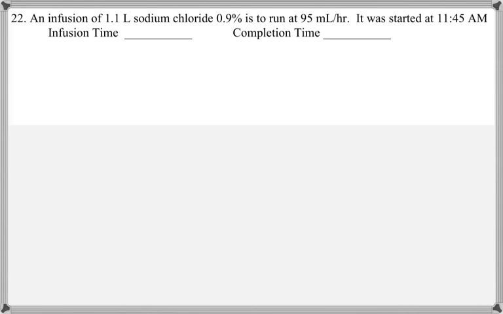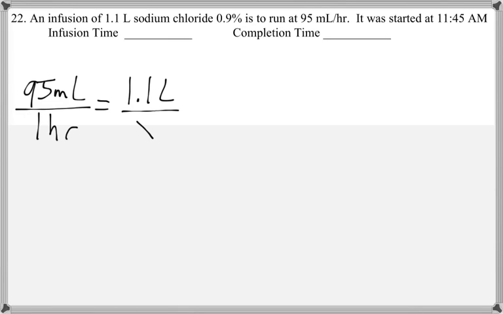22 says, an infusion of 1.1 liters sodium chloride 0.9% is to run at 95 mLs per hour. It was started at 11:45 a.m. So I'm going to set up a proportion with my rate and the amount that is infusing. And I need to convert this to mLs and then solve the proportion.